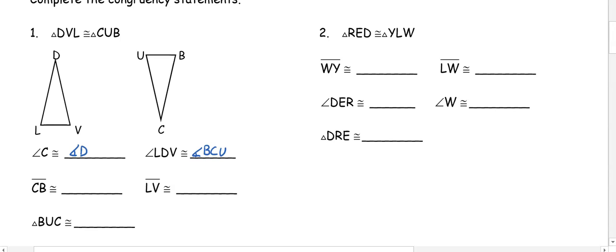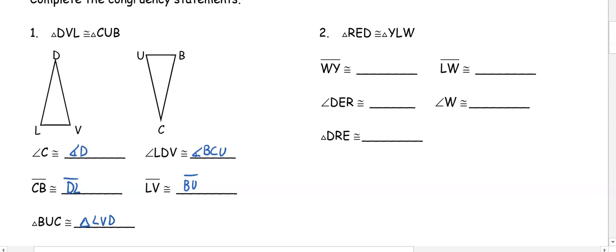Then we have segment CB. So segment CB is the first and last letter. So in our other triangle, we would have DL. Segment LV is the third and second letter, so that would be with segment BU. And then we can also rename our triangle. So instead of triangle CUB, it was reversed to become triangle BUC. So we can reverse the first triangle, so it's LVD.